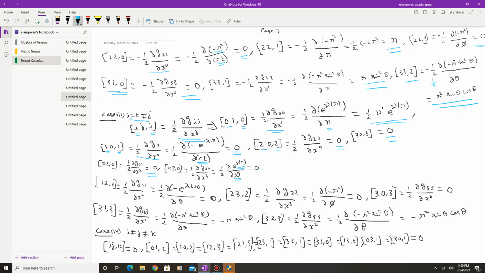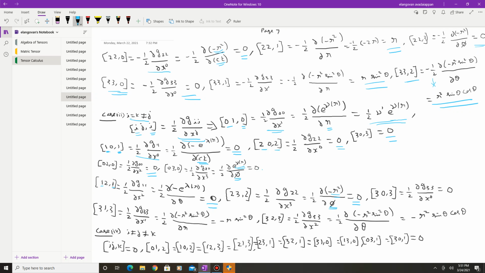1 2 1. This is 1 and 1, these are identical. And from the result you write down this is half into partial d g11 by dx2, and g11 we know is minus e power lambda of r, and dx2 is d theta. Since it is independent of theta, you get this is 0. 2 3 2, this is half partial d g22 by dx3, and g22 is minus r square, and dx3 is phi.